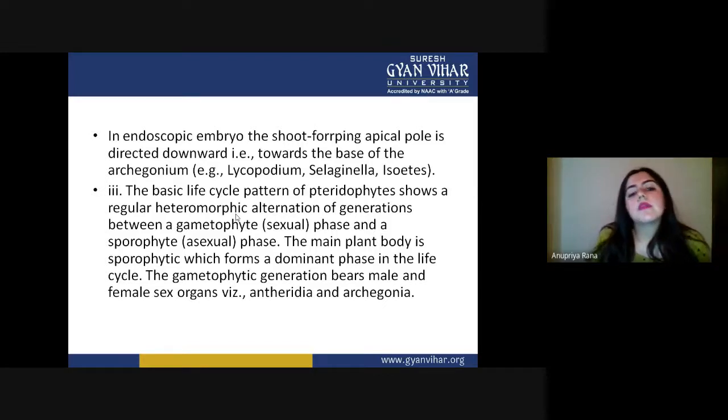The basic life cycle pattern of pteridophytes shows a regular heteromorphic alternation of generations between a gametophytic phase and a sporophytic phase. The first thing we saw in this whole life cycle was the sporophytic phase of the plant when it makes the sporangia. Sporangia, the thing we saw, was a sporophytic stage.